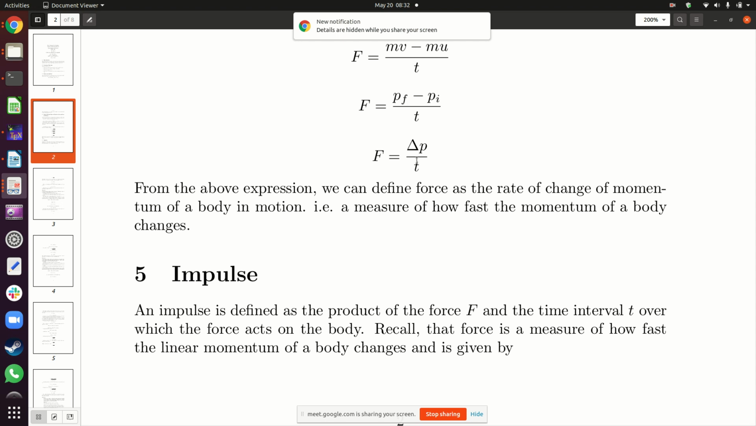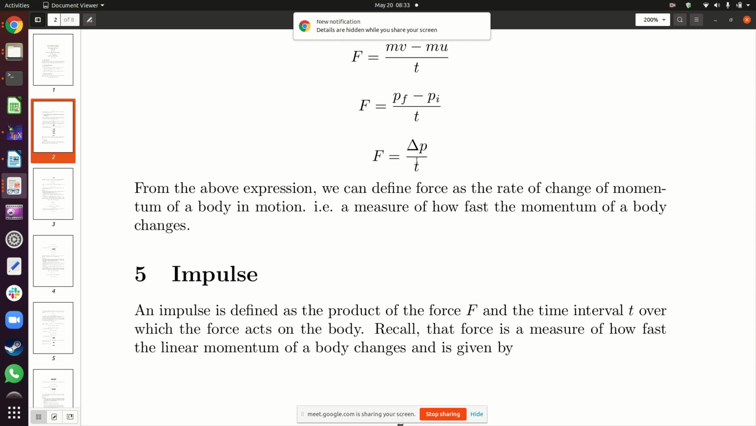So if you see an object of mass m, and this object undergoes a change in velocity, it means that the linear momentum of that particular object has changed. The change in linear momentum divided by the time across which this change is happening gives you the force which is causing that particular object to change its velocity.